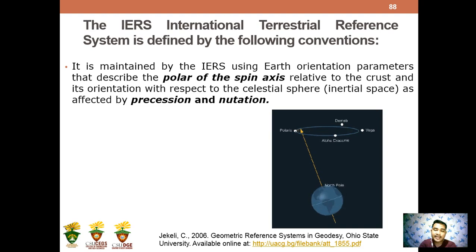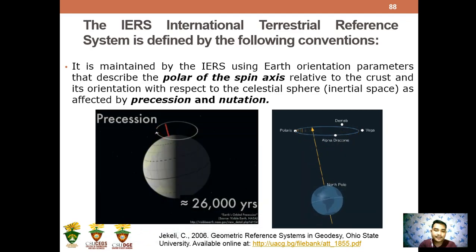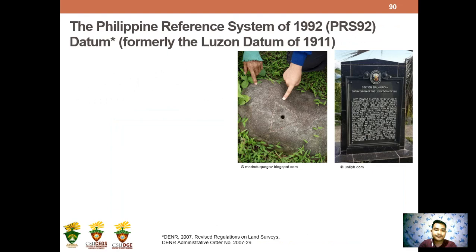So, the IERS is responsible for monitoring the polar axis or polar spin axis, or the change in orientation of the pole, and that is the precession and nutation, which I already discussed in the previous slides.